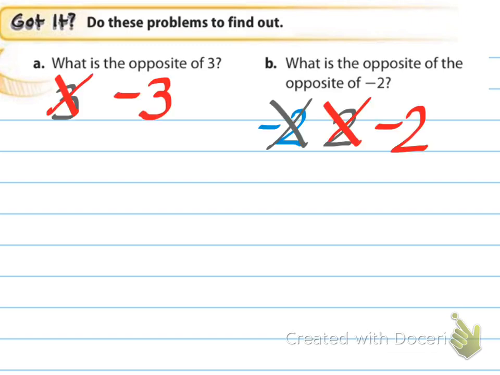All right, for A, it says the opposite of 3, and just thinking in terms of positive and negative, the opposite of positive is negative. So I've got -3. For B, it's the opposite of -2. So I started with my -2, and then I wanted to find the opposite of that for my first opposite. That's +2, but then I need to find the opposite of that again, and that puts me back at -2.